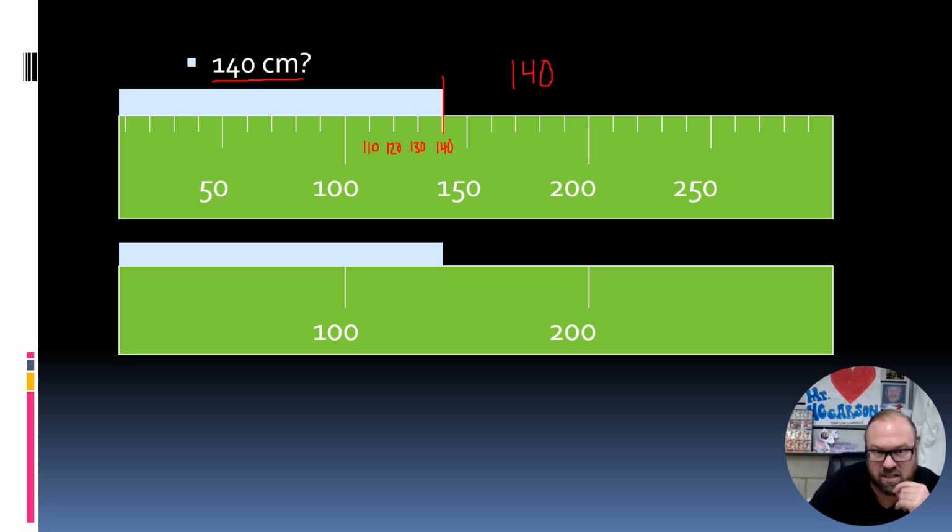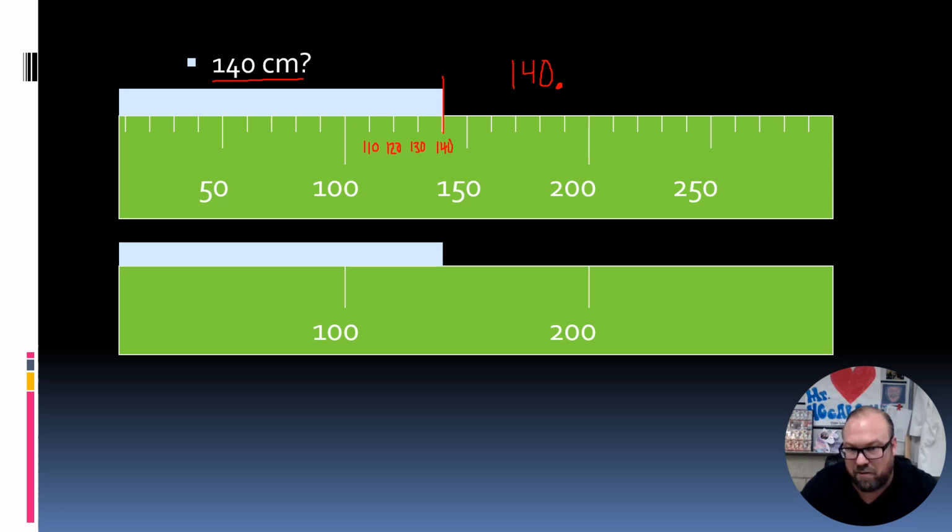Now because this ruler is counting by tens, and it ends right on the line for 140, we could put a decimal place here to tell the reader of the number, boom, it ended right on that line. Okay, it ended right on that line.